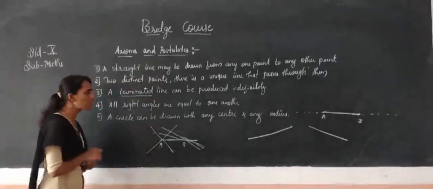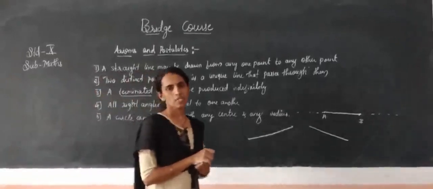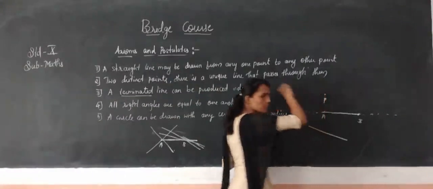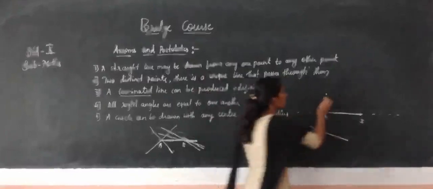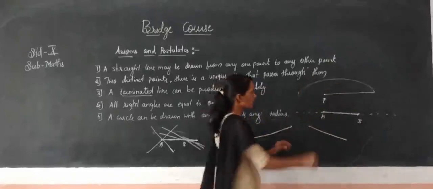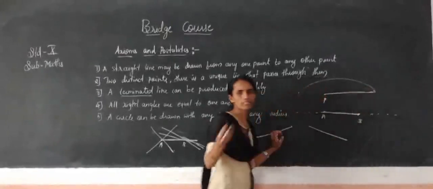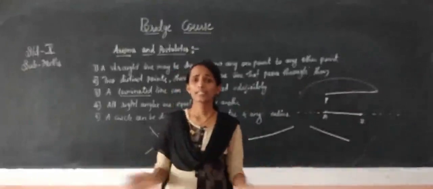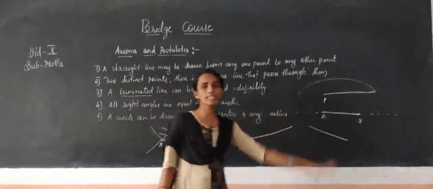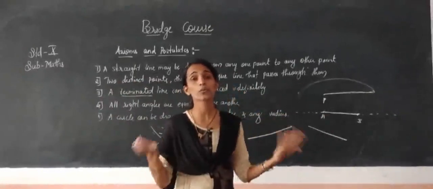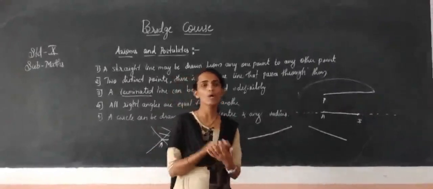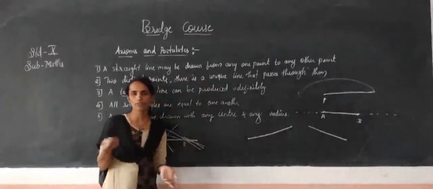So next one: a circle can be drawn with any center and any radius. A circle can be drawn by taking any point. If you take P as a point, from this point we can draw a circle by taking a radius. The length of the radius depends on you. You can take 1 centimeter, 2 centimeters, infinitely many lengths. It may be 0.5 radius also. Depending on you, the length of the radius and the point wherever you take, we can draw the circle.